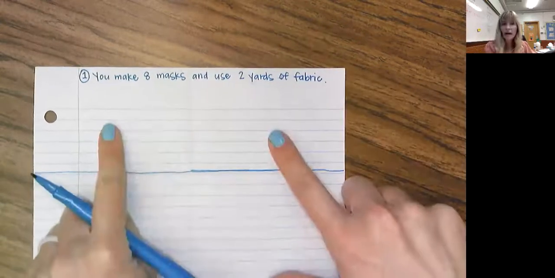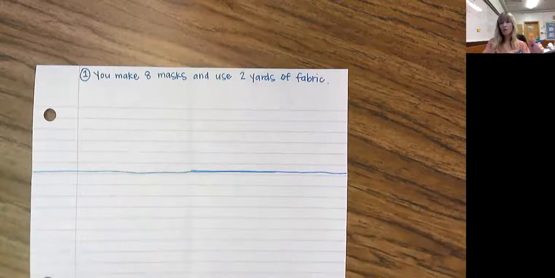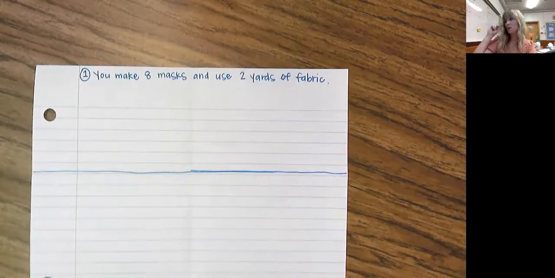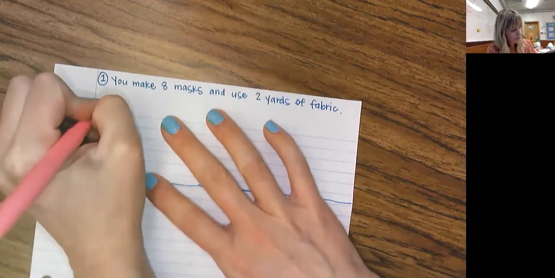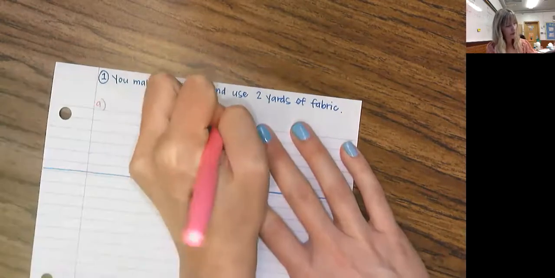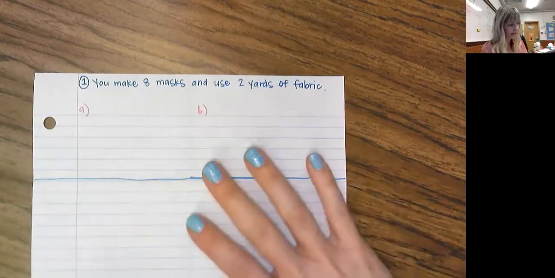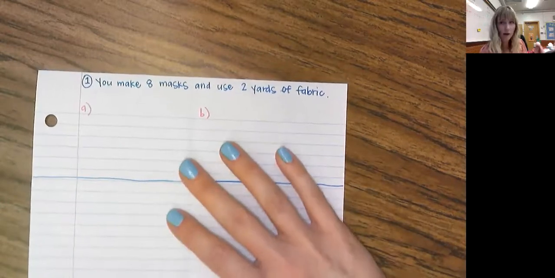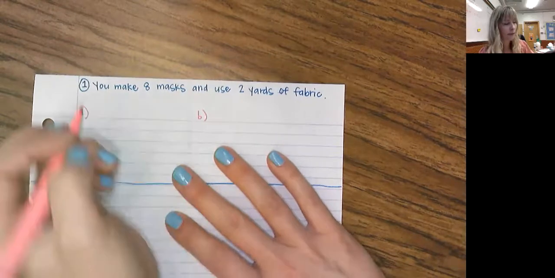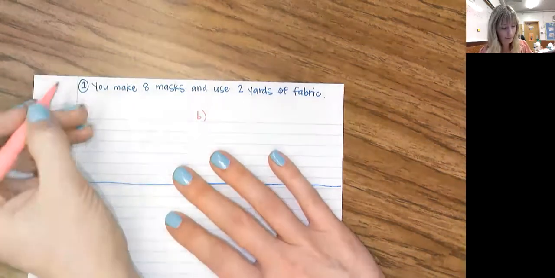Now, the reason we have these 2 columns here is because we are going to calculate 2 separate unit rates based on that information. I'm gonna help you through the first couple, and then we're gonna share the load a little bit and see if I can do one and you can do the other, okay? So the first thing you need to do, and we can call it part A over here, and then we'll do part B over here, but all of it has to do with this information up here. If you make 8 masks, and use 2 yards of fabric, I want you to calculate a unit rate 2 different ways, and pay attention to how I write this language here.